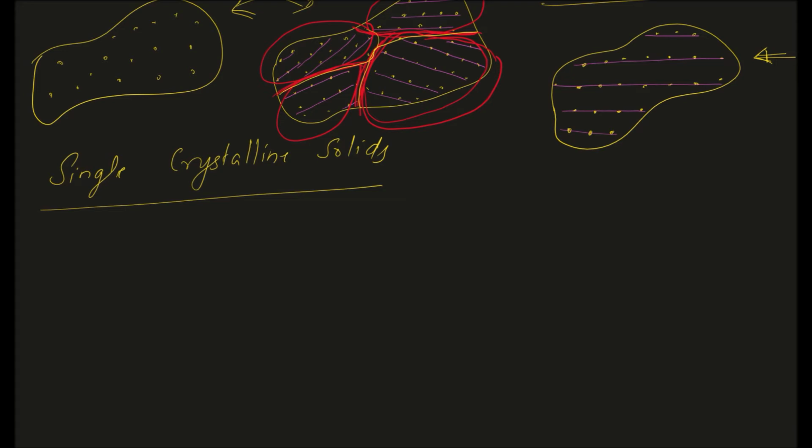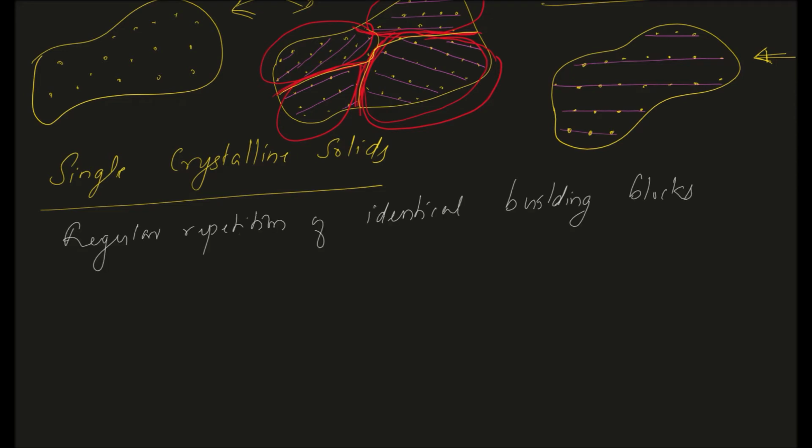So let's see how to represent or how to study a single crystalline material. Now we have seen that the constituent particles are arranged in a regular periodic manner in all three dimensions in the case of single crystalline solids, or they can be thought of as formed by a regular repetition of identical building blocks in three-dimensional space. So what we have is a regular repetition of identical building blocks in all three dimensions.